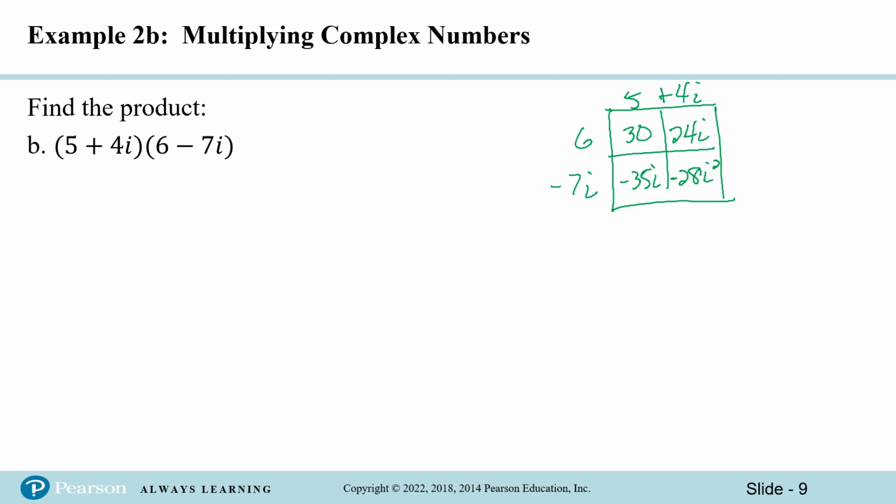Don't forget, you're going to combine like terms. So you have 30, and you're going to combine the i's. If I add those together, I have -11i. And then i squared, don't forget you have to replace that with -1. So 30 minus 11i plus 28. I'm going to combine that with the 30.